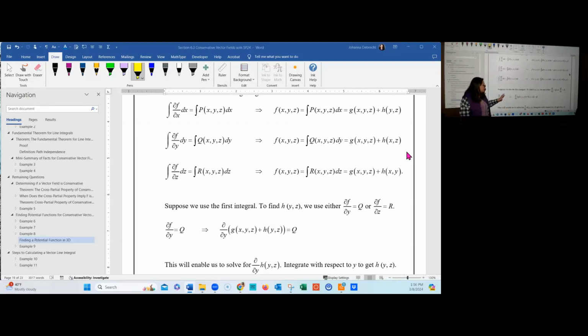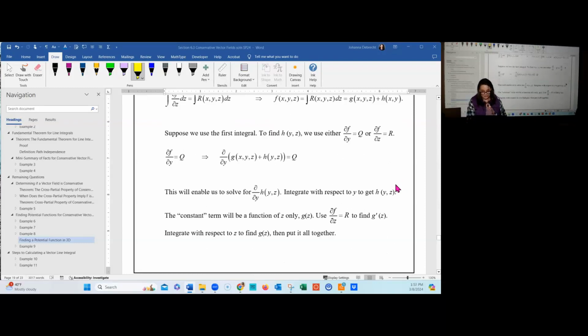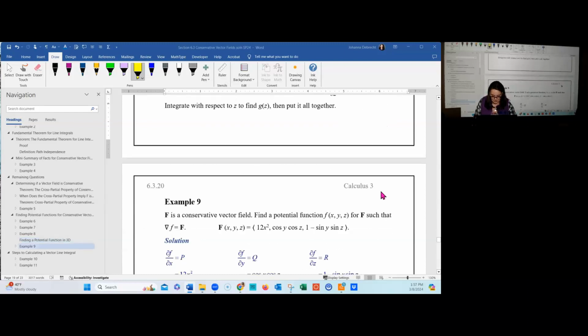When I do that, I will then be able to set up an equation by taking the partial derivative of my candidate function and setting it equal to either q or r. This will give me an opportunity to identify h, the partial of h with respect to one of the variables. Then I'll be able to integrate it in order to find it. Once I get there, I'll have a function in terms of only z if I did the second one second. In this case, I would have a function of only g of z, and I would use the last partial of f with respect to z equal to r to find g prime of z. And I would integrate that with respect to z and put it all together. In other words, it's the same process, but it has to be done multiple times because you have 3 dimensions instead of 2. Let's take a look at an example of this together.